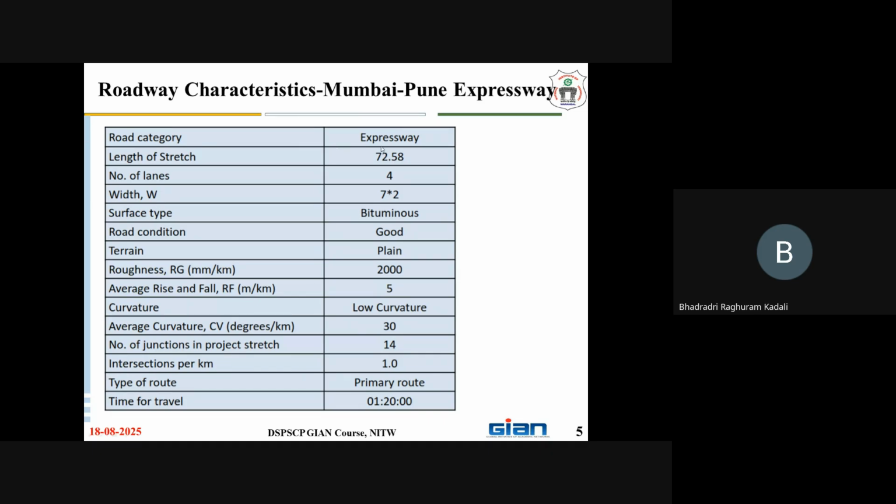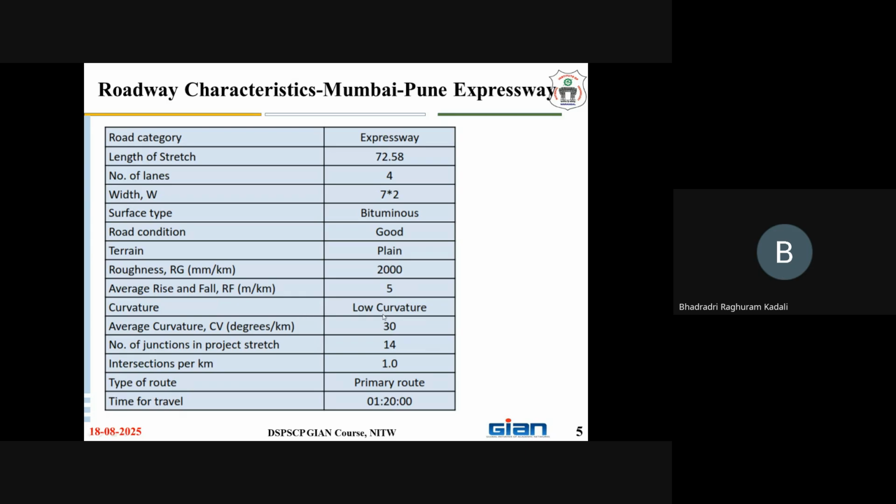The length of the stretch they have taken as 72.58, the number of lanes included is 4, and the width of the road is 7 into 2, that is 7 in one direction and 7 in the opposite direction. The surface type is bituminous, and the road condition is good. We need to get all these details to estimate this process. The roughness is 2000 mm per kilometer, and the average rise and fall is 5.